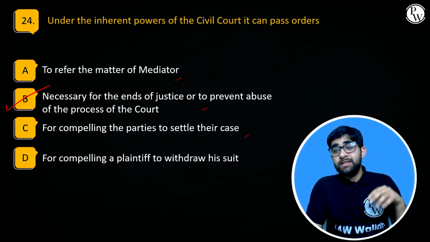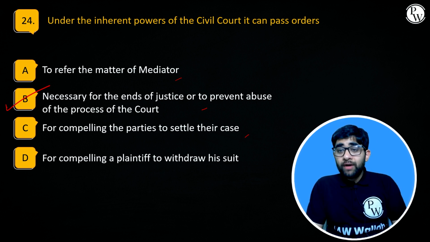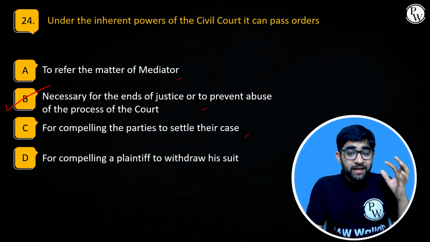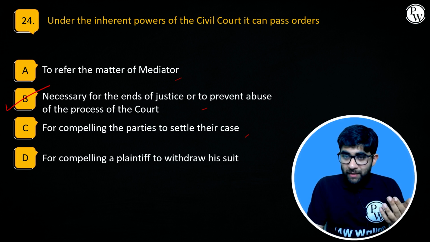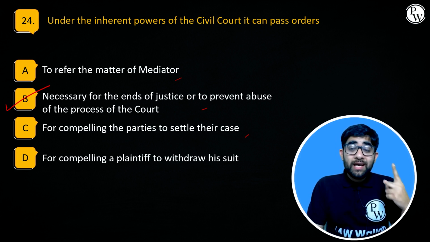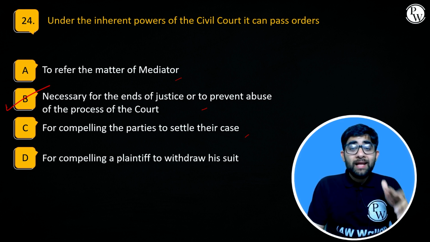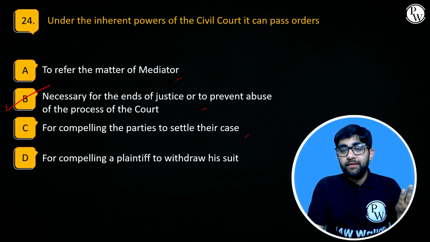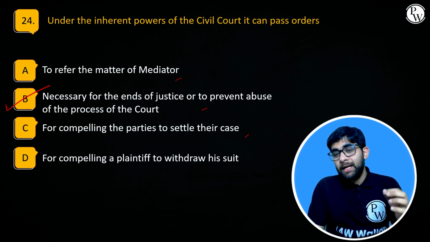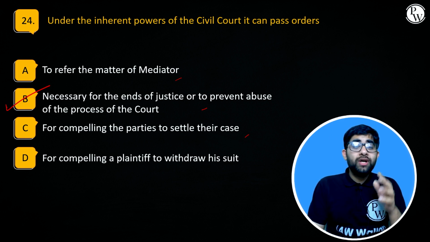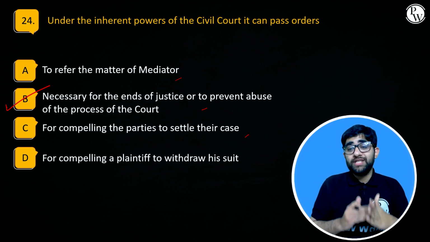For compelling the parties, again, the court cannot compel the parties to settle the matter, but can suggest, or whenever it thinks that this matter can be settled, then the court asks the parties to settle the matter. If they agree, then only the mediation is started or the matter is sent to mediation. Now again, the option D is for compelling a plaintiff. Again, the court will not compel anyone to do anything unless it is within their powers. So the relevant option is B, necessary for the ends of justice or to prevent abuse of the process of the court.